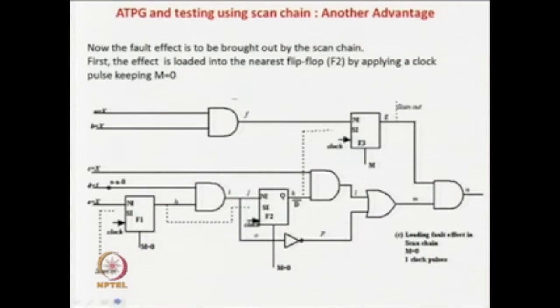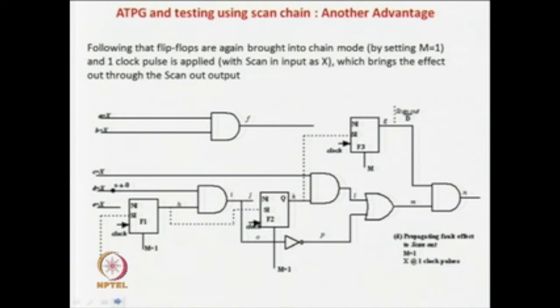In this case, you have to make m equal to 0 and apply a clock pulse. If you apply the clock pulse, this D prime, the fault effect which was at this input, gets loaded to the nearest flip flop output selected. That is one important thing you have to do. The added step is that you have to again go for m equal to 0 and give a clock pulse, so that the D prime fault effect gets recorded in one of the selected flip flops.